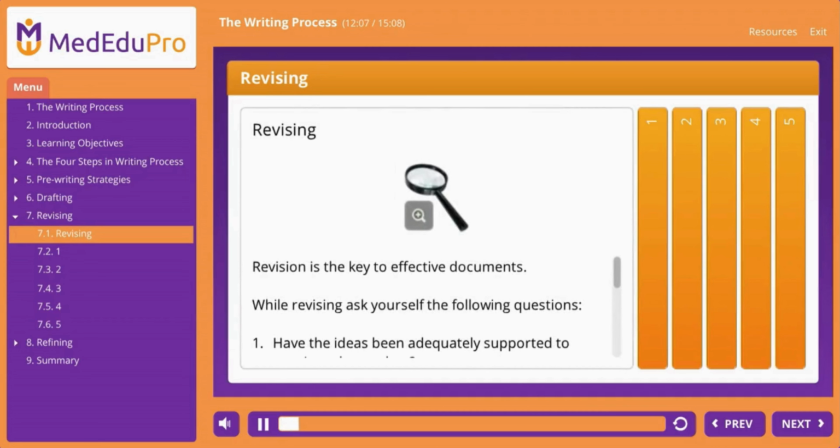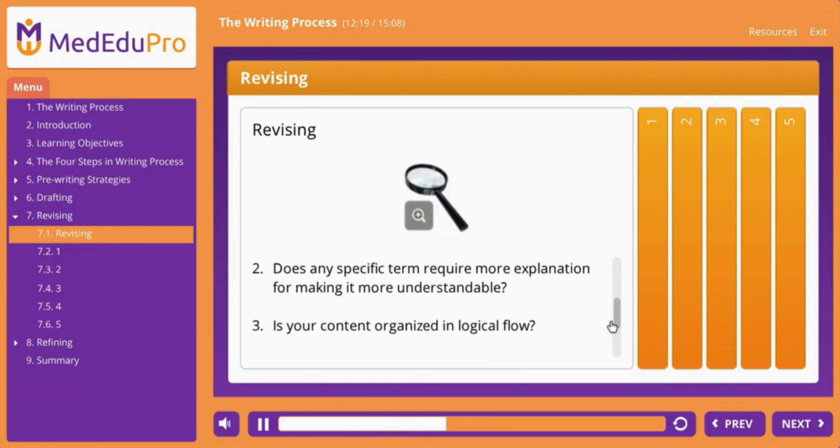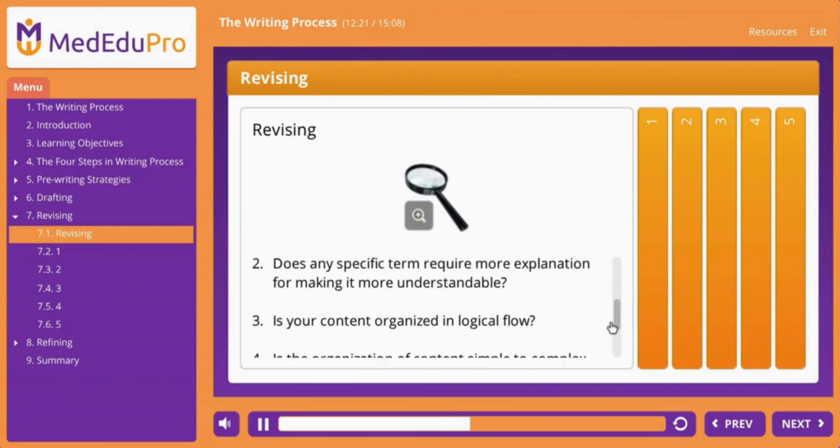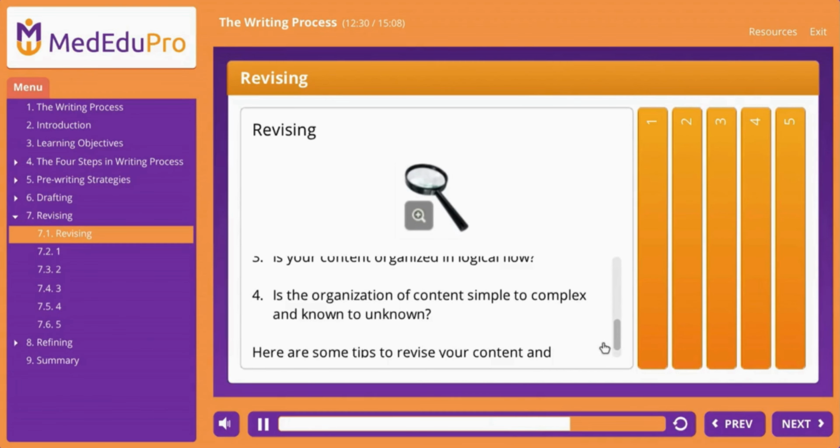Revision is the key to effective documents. While revising, ask yourself the following questions. Have the ideas been adequately supported to convince the readers? Does any specific term require more explanation to make it more understandable? Is your content organized in a logical flow? Is the organization of content simple to complex and known to unknown?